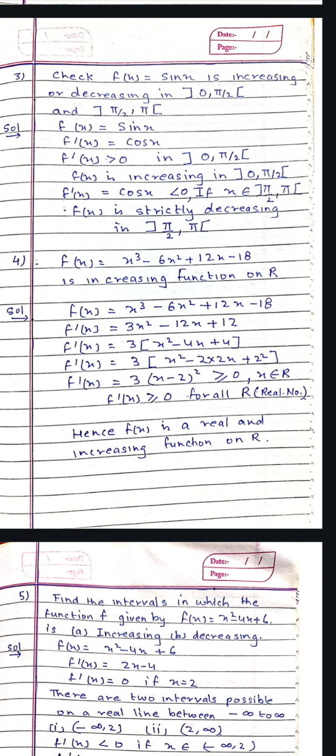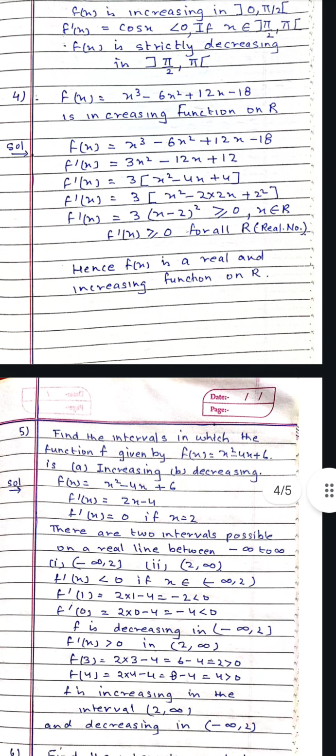Consider the question: f(x) = x cube minus 6x square plus 12x minus 18 is an increasing function on capital R. Now differentiate, we get 3x square minus 12x plus 12. Take 3 common, 3(x square minus 4x plus 4).